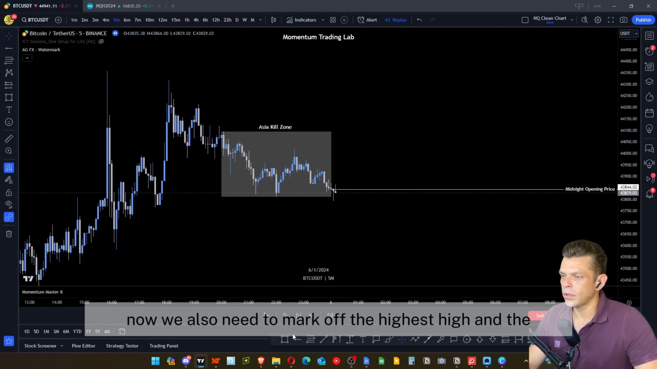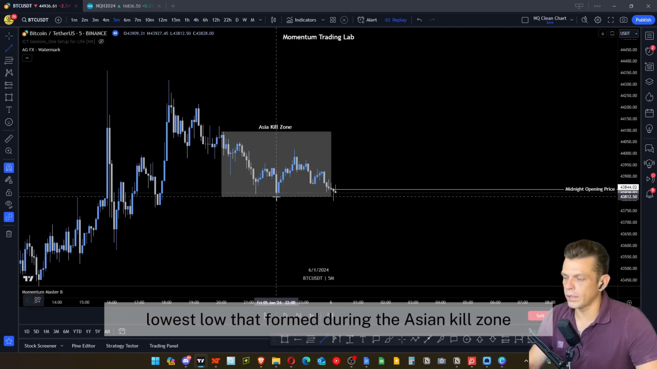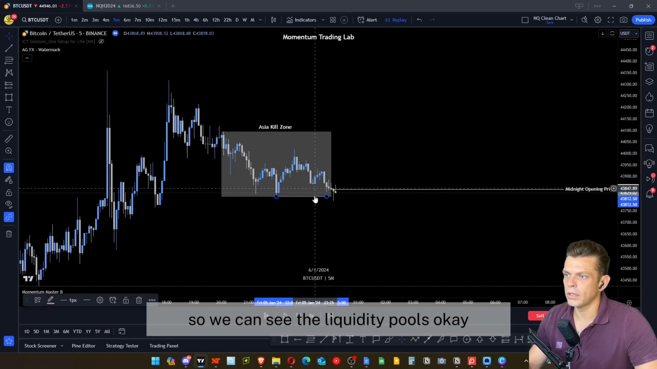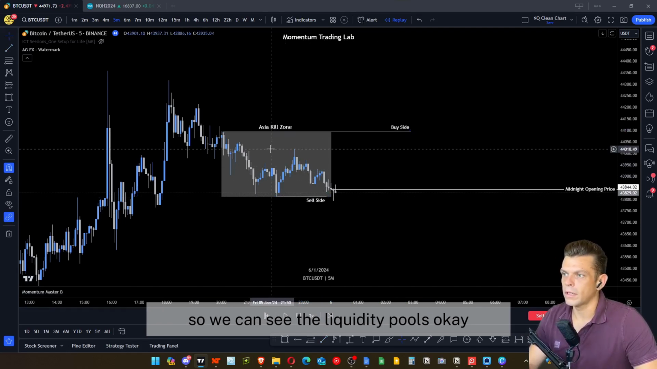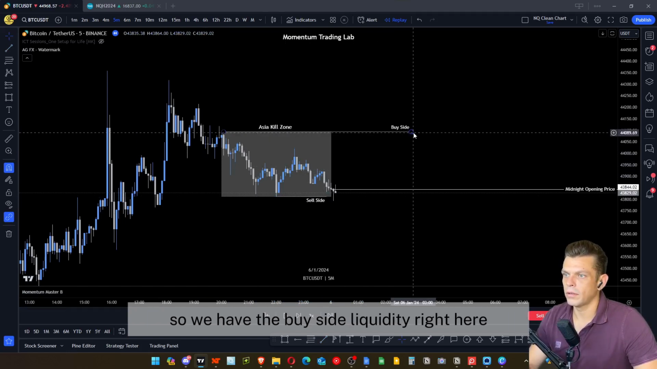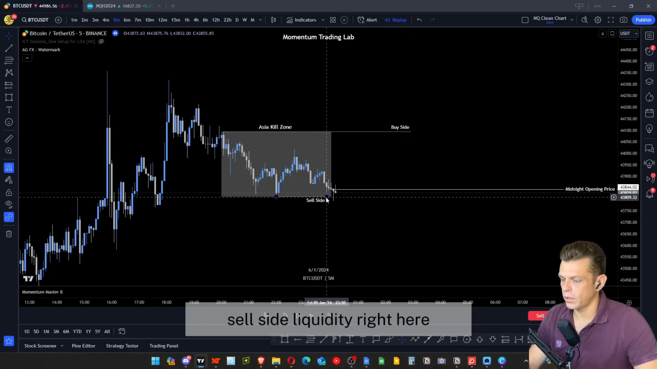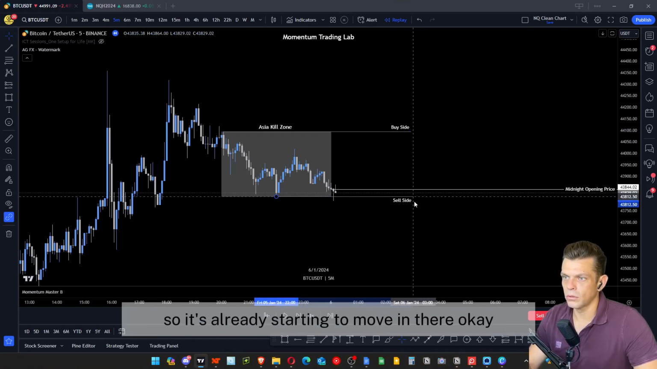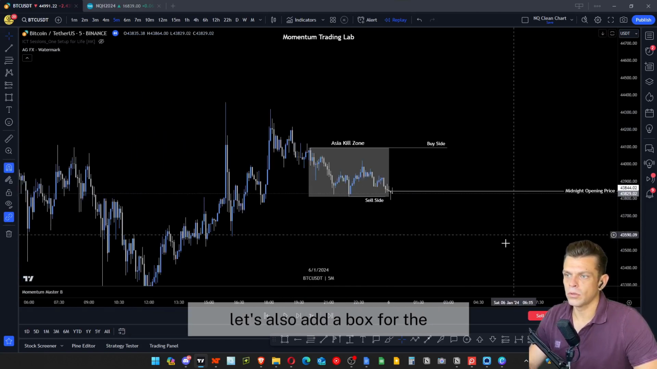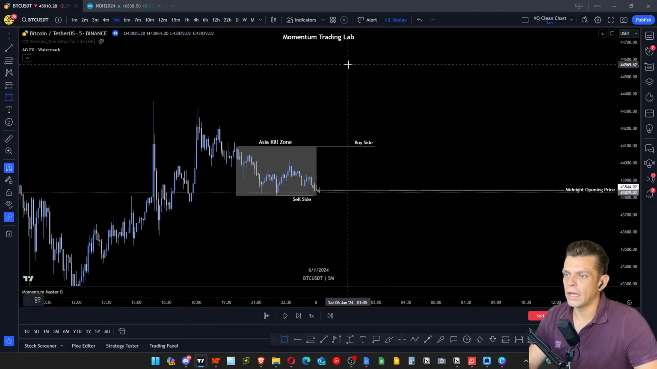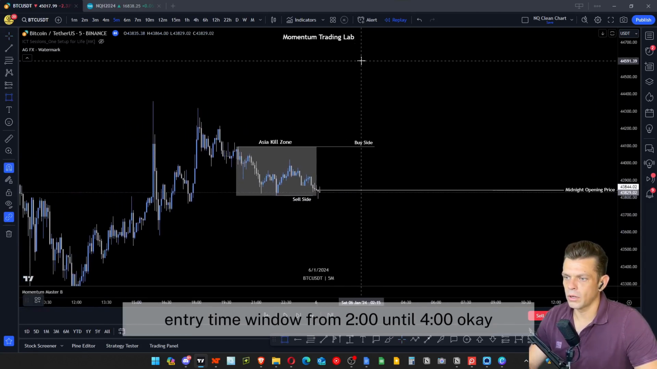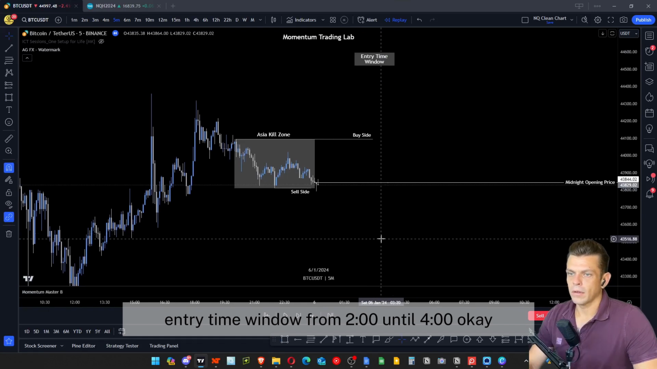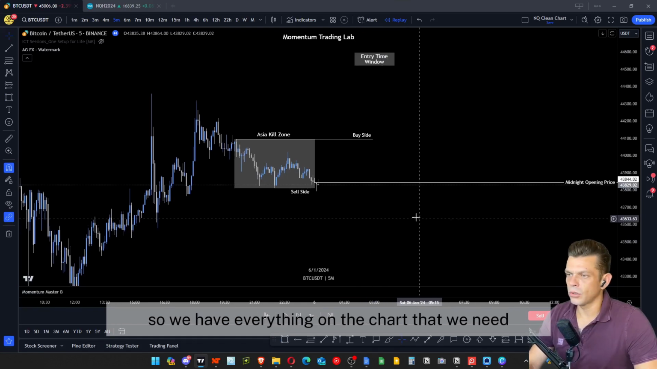Now we also need to mark off the highest high and the lowest low that formed during the Asian kill zone, so we can see the liquidity pools. Okay, so we have the buy side liquidity right here, sell side liquidity right here. So it's already starting to move in there. Okay, and let's also add a box for the entry time window from 2 o'clock until 4 o'clock. Okay, so we have everything on the chart that we need.